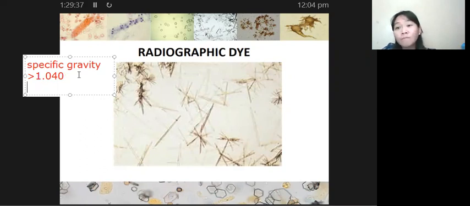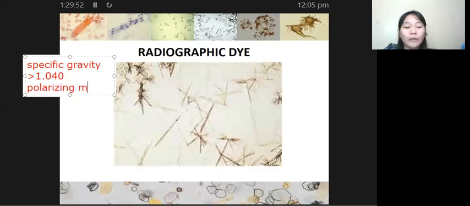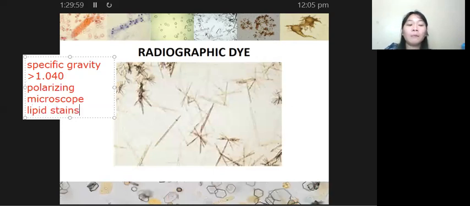Apart from that, kung titingnan naman natin yung sa side ng cholesterol, we still follow our confirmatory procedures, which is the use of your polarizing microscope and your lipid stains. Alin ang magpa-positive in our polarizing microscope and lipid stains? We have your cholesterol crystals. And your radiographic dye will not be positive in both techniques or procedures.